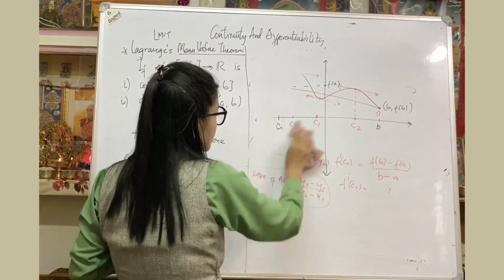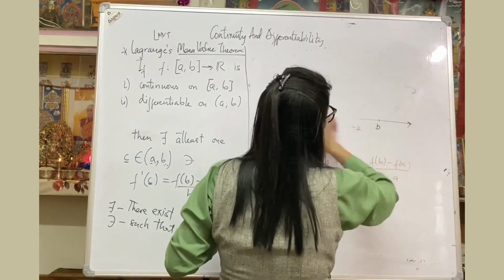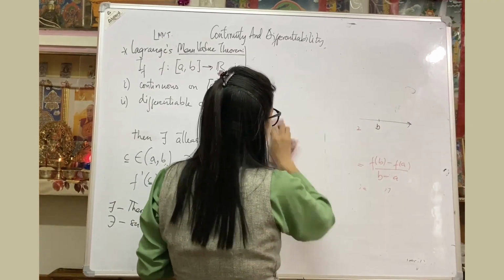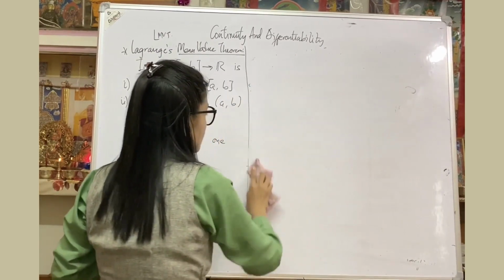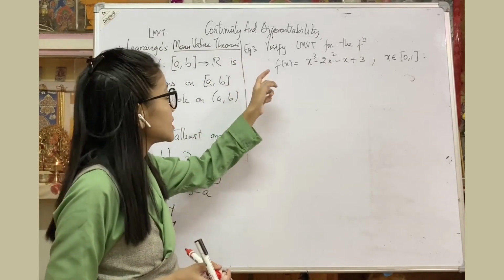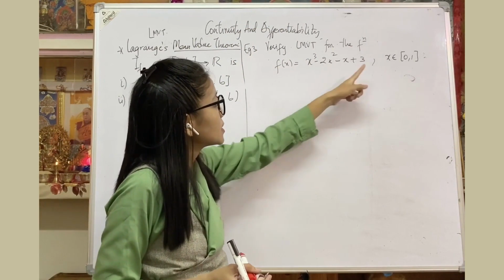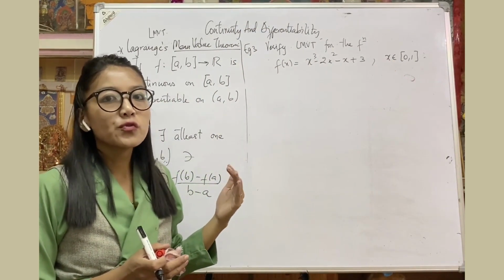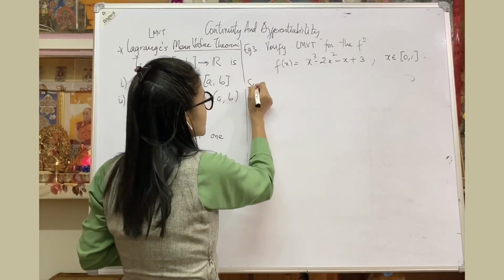Now we will take one example and see how to verify the mean value theorem. It is quite similar to the verification of Rolle's theorem, so I'm going to take one example on this. Now we should see the third example: verify the mean value theorem for the function f(x) in the interval 0 to 1. The steps we are going to follow are the same as the previous two examples.